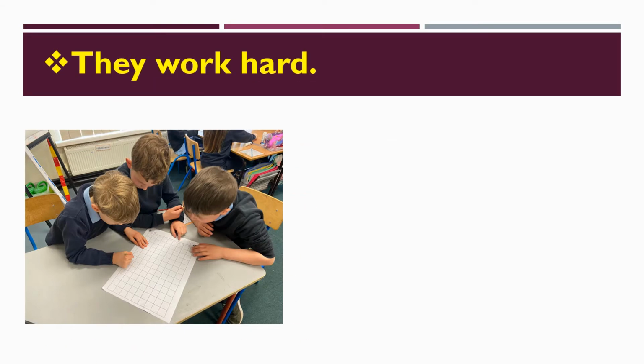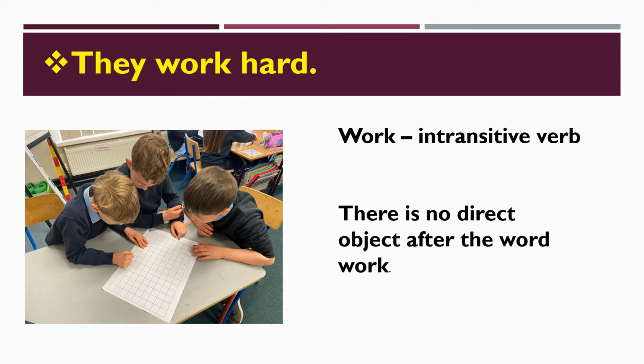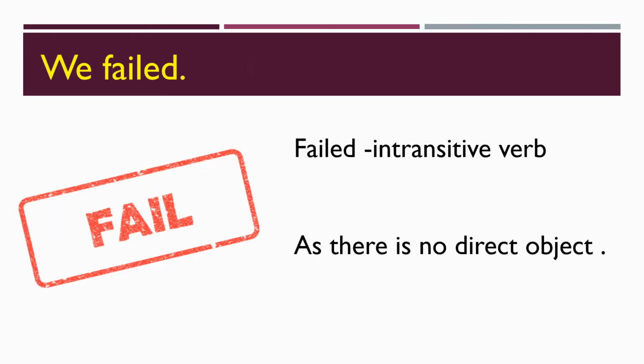The next example, they work hard. Work is an intransitive verb as there is no direct object. They work. So it is an intransitive verb. Now let us look into more examples of intransitive verbs. We failed. Here, fail is an intransitive verb in the sentence as there is no direct object linked with it. So it is an intransitive verb.